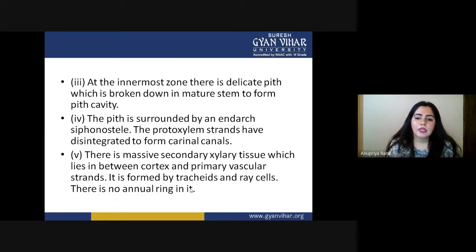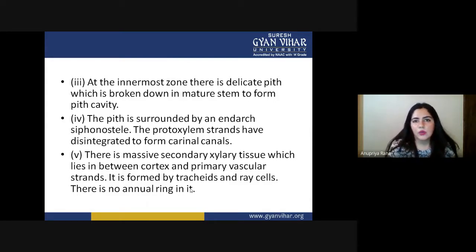There is a massive secondary xylem tissue which lies in between the cortex and the primary xylem strands. If we are talking about secondary xylem here, then definitely they possess secondary growth, because the formation of secondary xylem and secondary phloem is a result of secondary growth. It is formed by tracheids and ray cells.